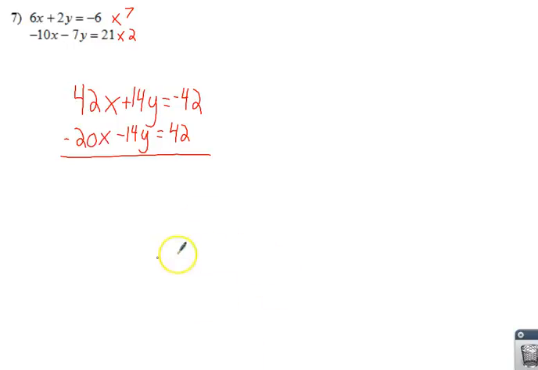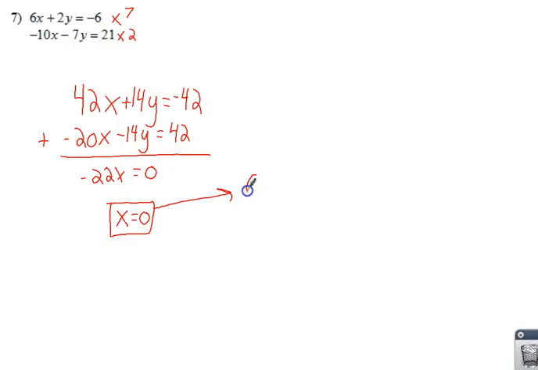Now, we're going to add these up. I get -22x, 14y plus a -14y is 0. It's exactly what I wanted. -42 plus 42y is 0. Oh no! But remember, I still have a variable here. Divide by -22, I get x equaling 0. That's totally okay, folks. When both variables go away, then I've got problems. But I still have a variable here, so it's okay for a variable to be 0.